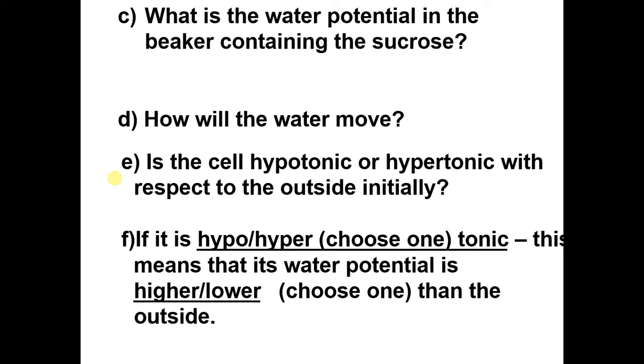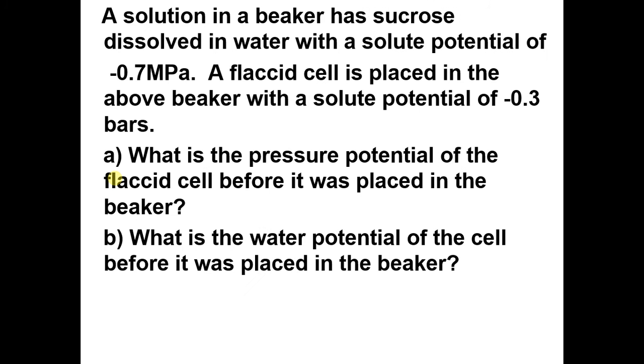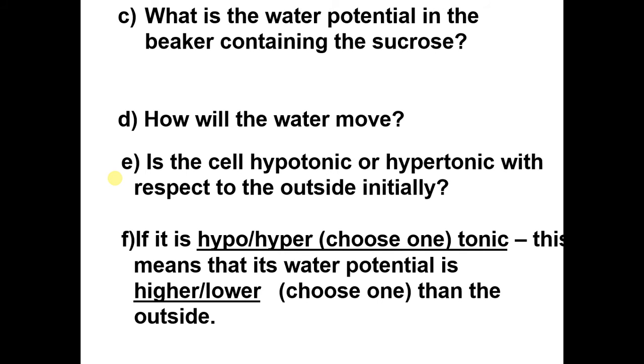What is the water potential in the beaker containing the sucrose solution? Well, its solute potential is negative 0.7 megapascals. It's just in a beaker open to the environment, so there's no pressure potential either. So its water potential is negative 0.7. How will the water move?